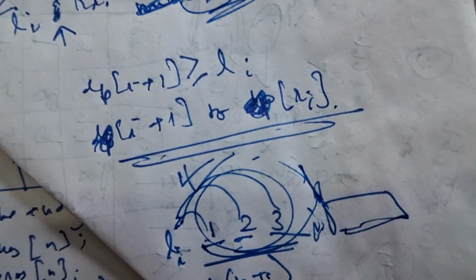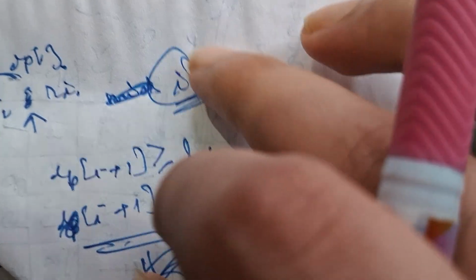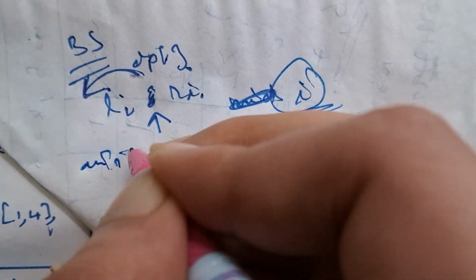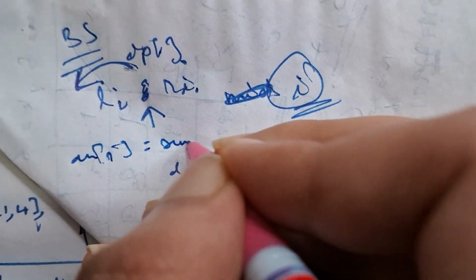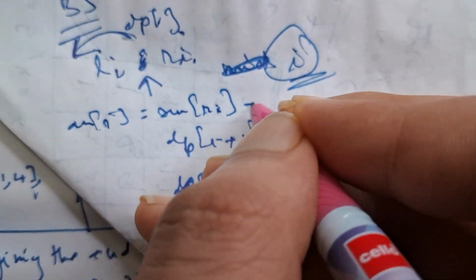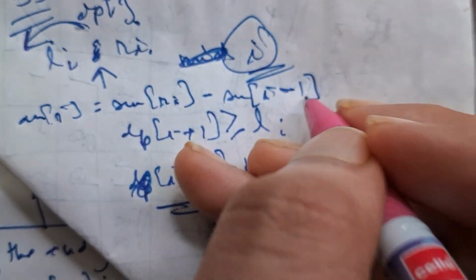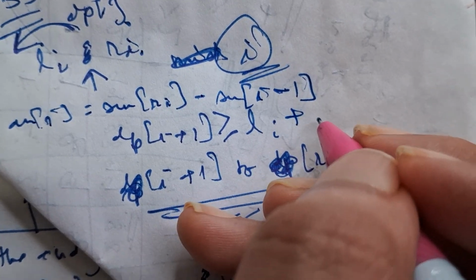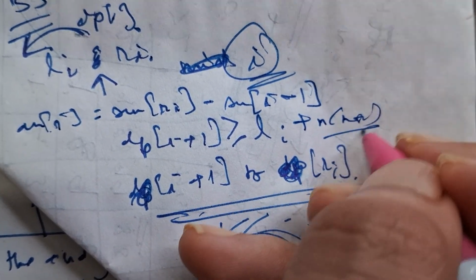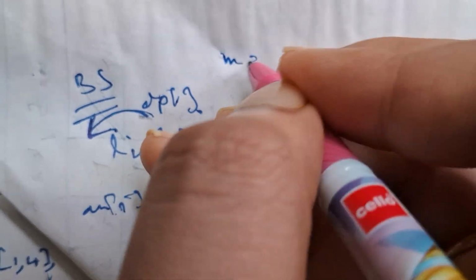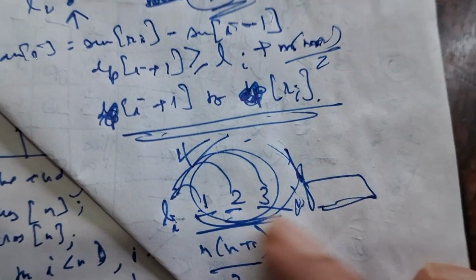Okay, and once you have found the value of i, the answer of i becomes sum of R minus sum of i minus 1 plus n into n plus 1 by 2, or let's say m into m plus 1 by 2. Okay, so what is m? m is basically the number of elements from here to here.